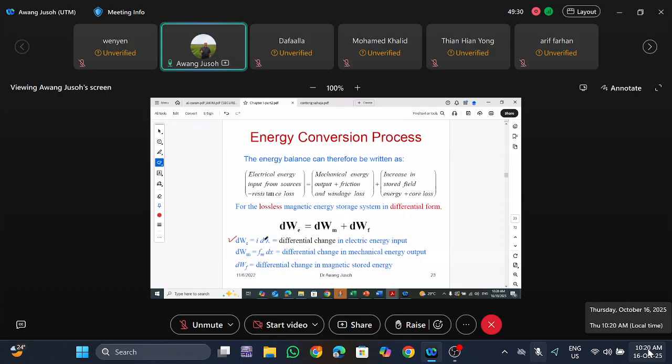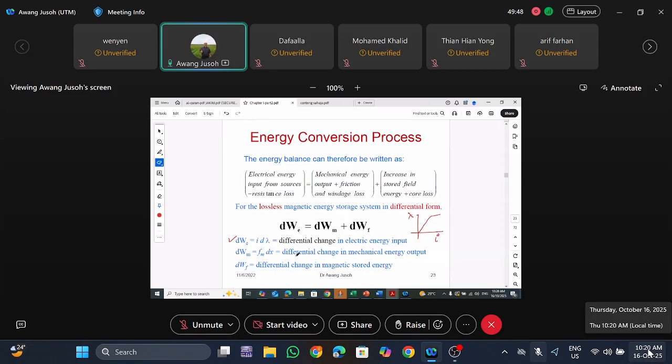We know already the plot from last time. This is λ and this is the current. This is the relationship between λ and current. For any material, the relationship between λ and i is given by this one.